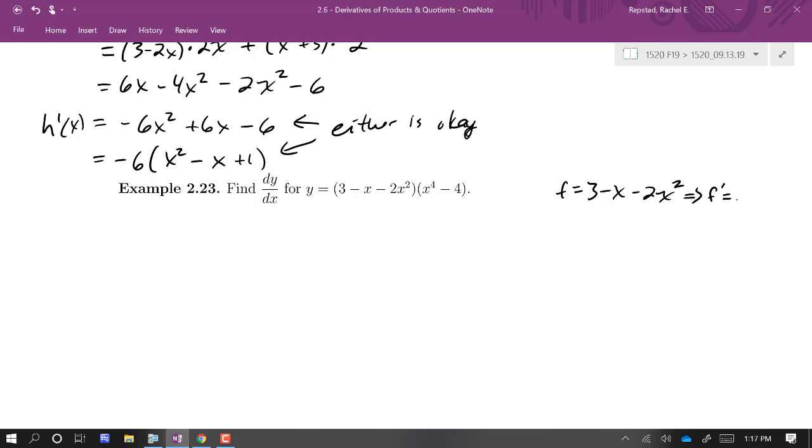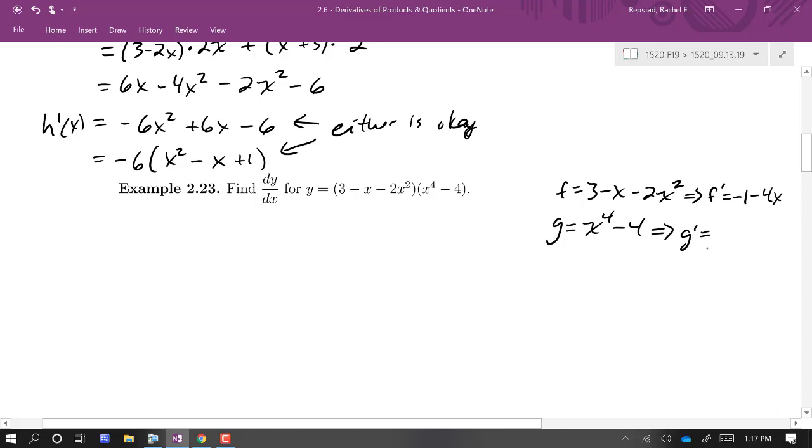That is part of it. Yeah. Right, because the derivative of -x is -1. Our g function is x to the 4th minus 4. So what is g prime?